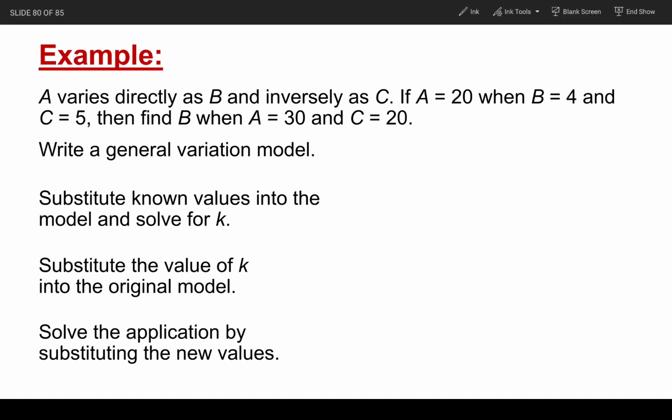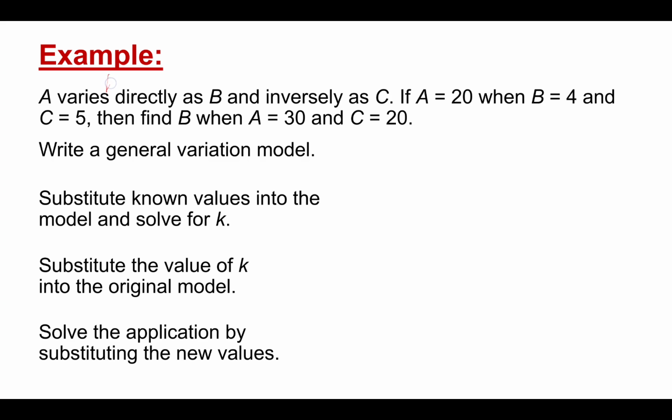So here, this is just in general. We're told that A varies directly as B and inversely as C. So that's the statement here. Varies directly, remember, means there's a K times, in our case, the B. And then inversely is the division, and we have C. So our general variation model is A is equal to KB over C. Pretty straightforward.